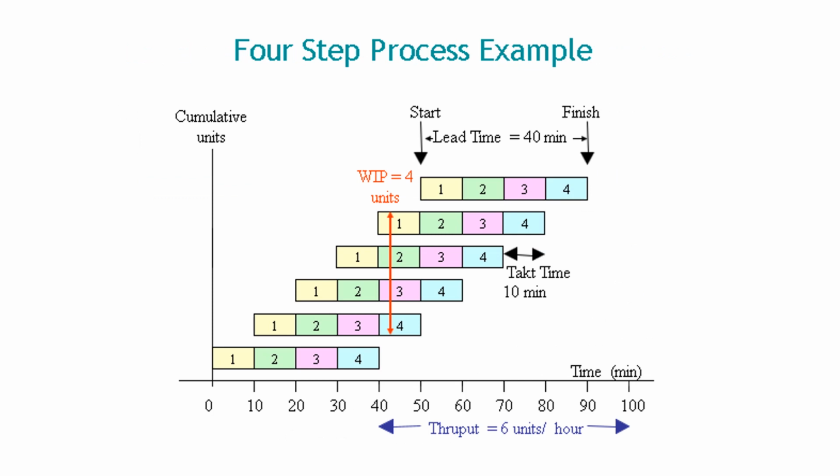In this four-step process example, each step takes 10 minutes. Therefore, total lead time from start to finish will be 40 minutes. WIP is 4 units, one being processed on each step. Every 10 minutes, one unit is finished. This is the takt time. Throughput, number of units per hour, will be the inverse of takt, that is 6 units per hour.